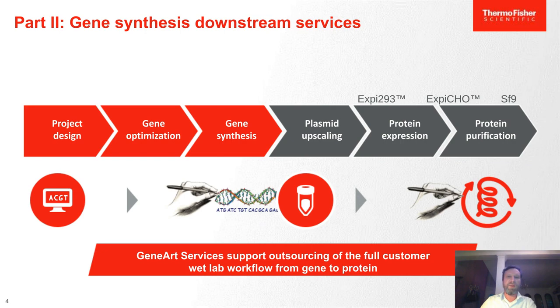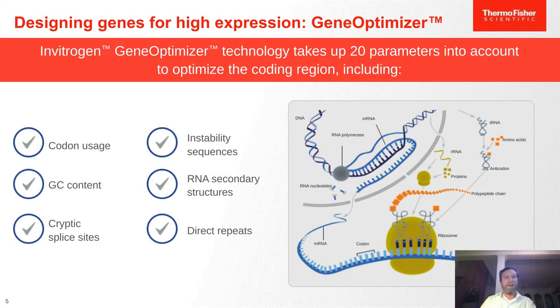After gene synthesis, what we also offer to customers as a custom service is upscaling the plasmids of the expression construct, and then transfection. We use mainly Expi293 and ExpiCHO, but can also go into insect cells such as Sf9, and eventually end up with a protein purification. So this entire process allows customers to order their protein of choice purified from GeneArt.